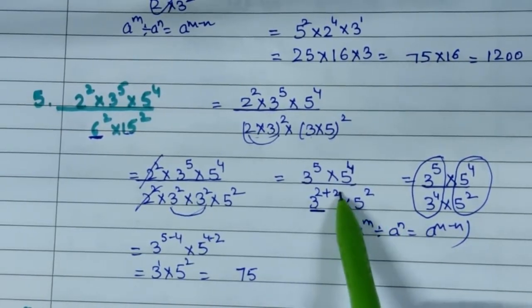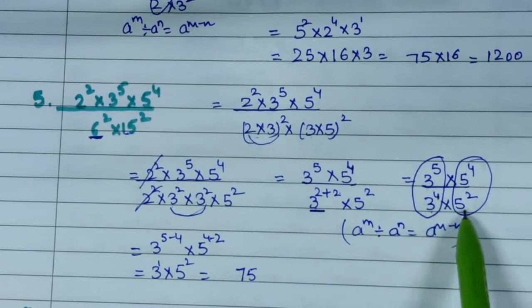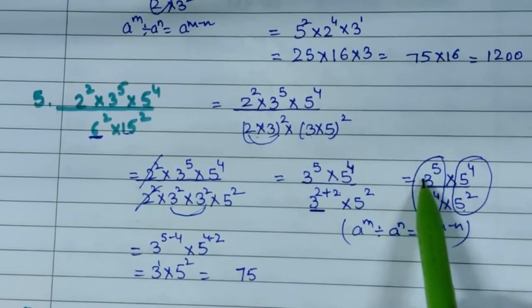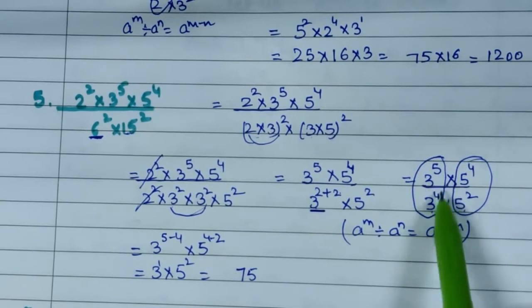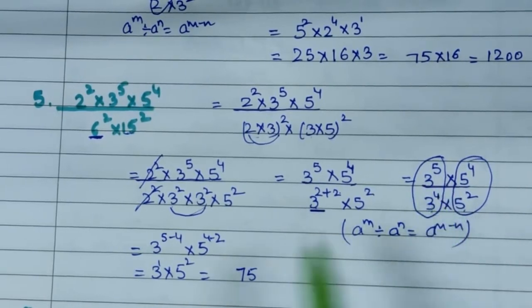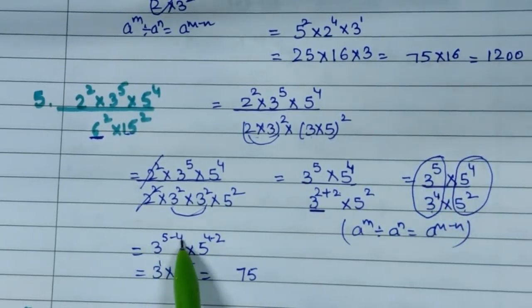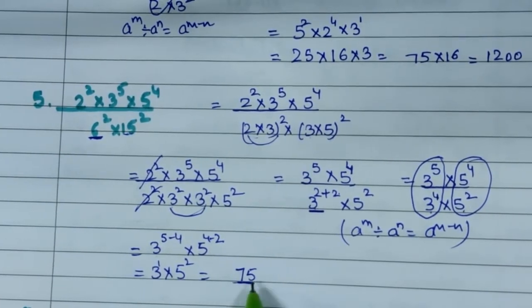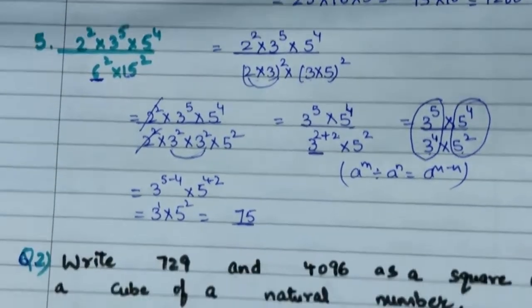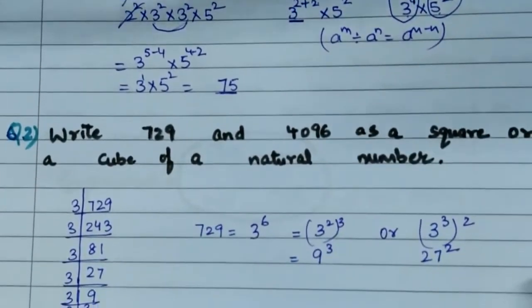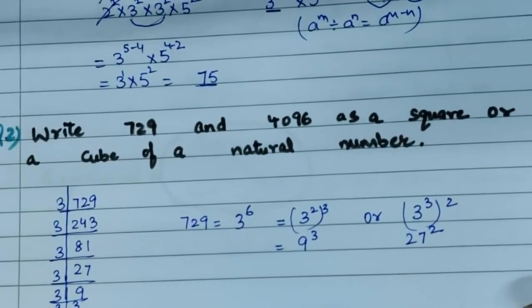Then 3 raised to power 4. Then divided, the powers will get subtracted. So 3 raised to power 5 minus 4, 5 raised to power 4 minus 2. We get 3 raised to power 1, 5 raised to power 2, that is 75. Final answer. Now children, in the next question, what we have to do?